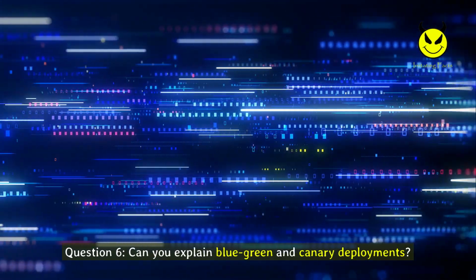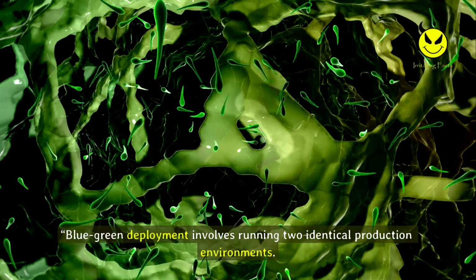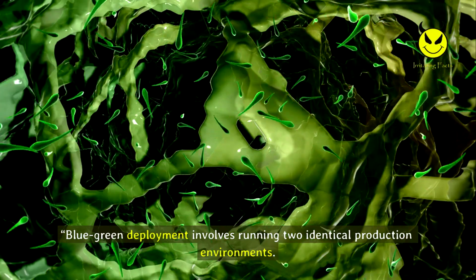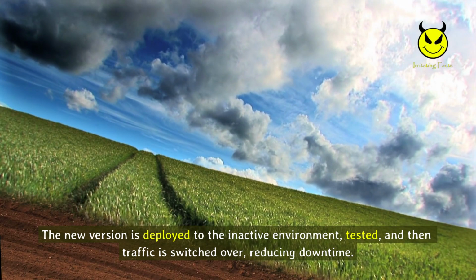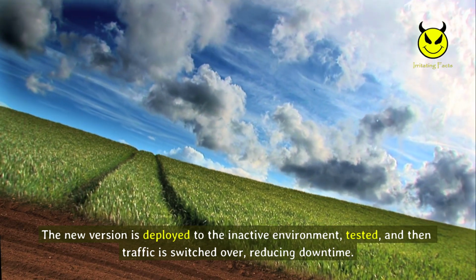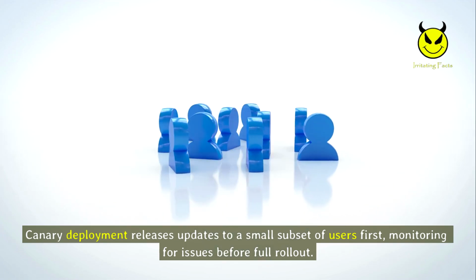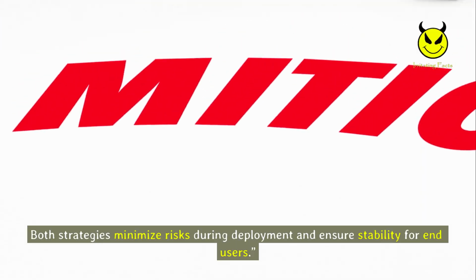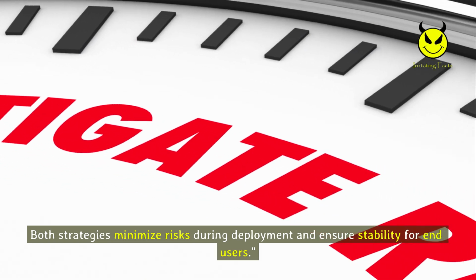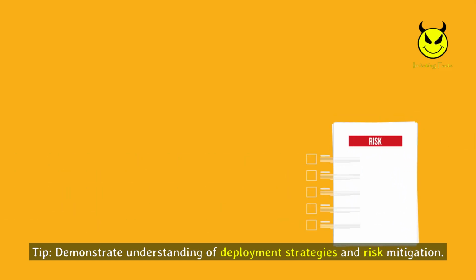Question 6. Can you explain blue-green and canary deployments? Here's how you can answer. Blue-green deployment involves running two identical production environments. The new version is deployed to the inactive environment, tested, and then traffic is switched over, reducing downtime. Canary deployment releases updates to a small subset of users first, monitoring for issues before full rollout. Both strategies minimize risks during deployment and ensure stability for end users. Tip: demonstrate understanding of deployment strategies and risk mitigation.